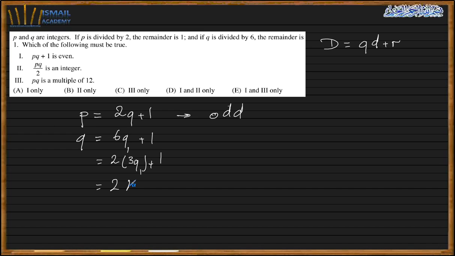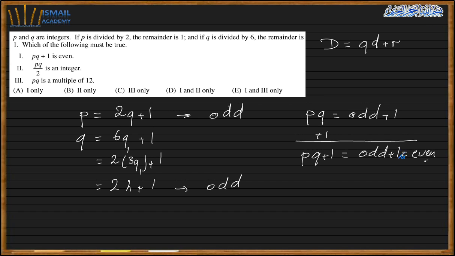Two odd numbers added give me an even number. We already said that if I add two odd numbers, it becomes even, like 3 plus 1 is 4, 5 plus 1 is 6, 7 plus 1 is 8. So p plus q is even. So that means the first one is true.